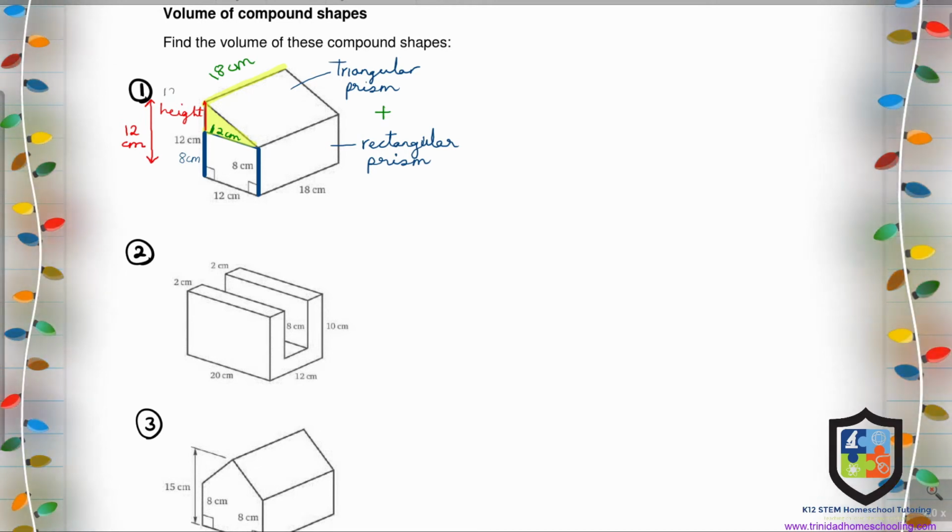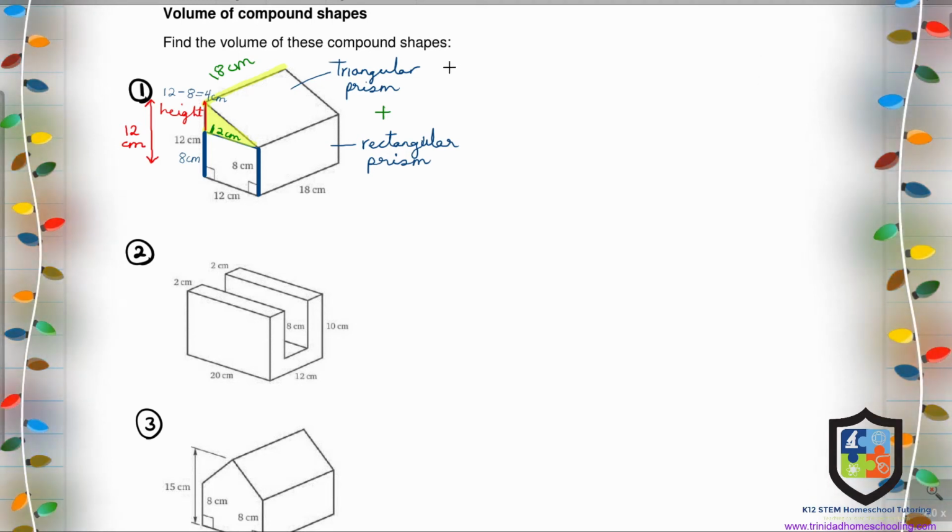It's going to be 12 minus 8 to give me 4. Alright, so my height is going to be 4 centimeters. Before we can apply our formula, we need to know where our dimensions are. And with compound shapes, you need to look at the shape, look at the sides, and figure out sides that are not shown.